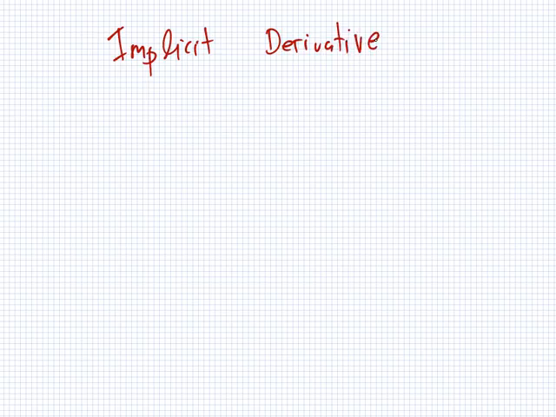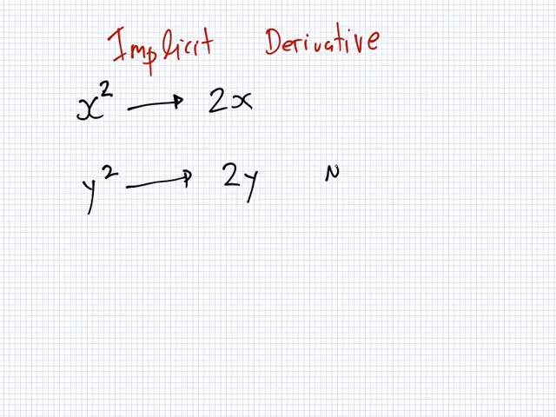Right. So the next lesson is something called implicit derivative. Now let me give you an example. What's the derivative of x squared, of course? 2x. So you might feel like, oh well, then obviously derivative of y squared is 2y, but actually it's not. And let me show you with an example why it's not.